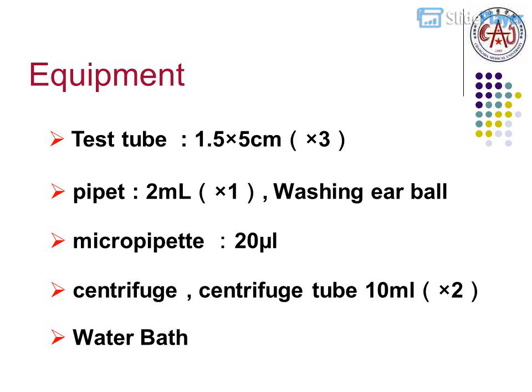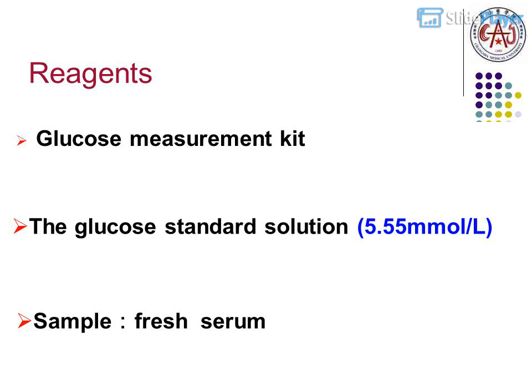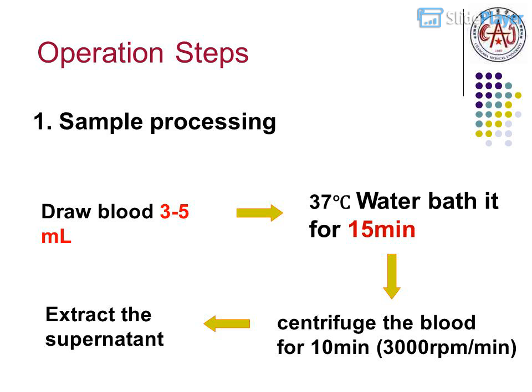Equipment: test tubes, 1.5 times 5 cm times 3; pipette, 2 ml times 1; washing ear ball; micropipette, 20 microliters; centrifuge tube, 10 ml times 2; water bath. Reagents: glucose measurement kit; the glucose standard solution, 5.55 mmol/L. Sample: fresh serum.